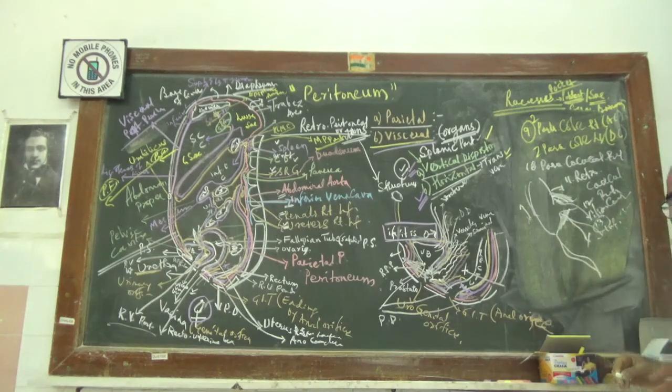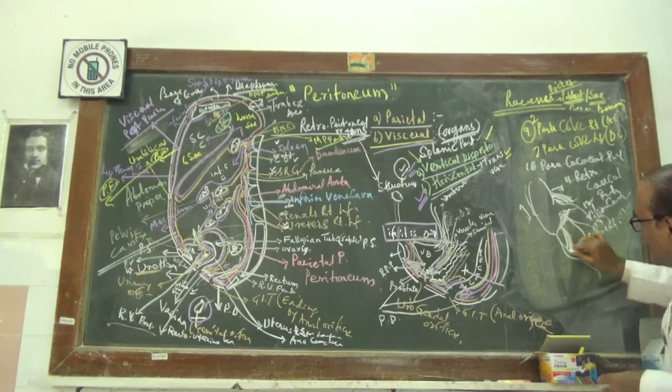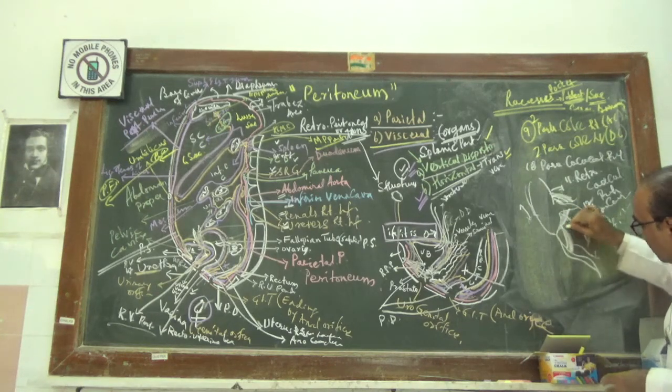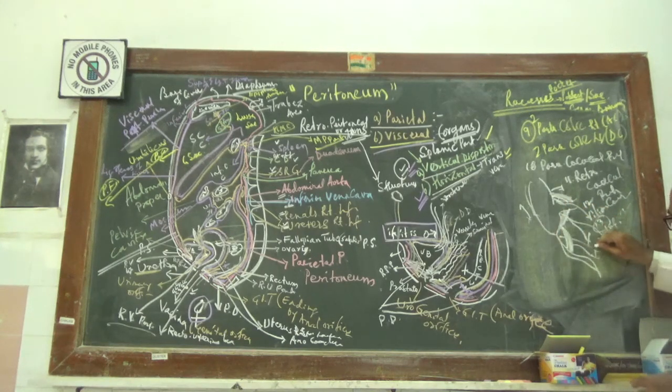Then you will have one more pouch. This is the appendix. From the cecum to the appendix there is a vertical disposition. The angulation between the cecoappendicular ligament, the cecum and the appendix is called the superior cecoappendicular pouch.